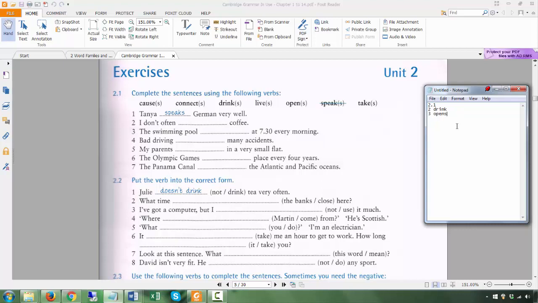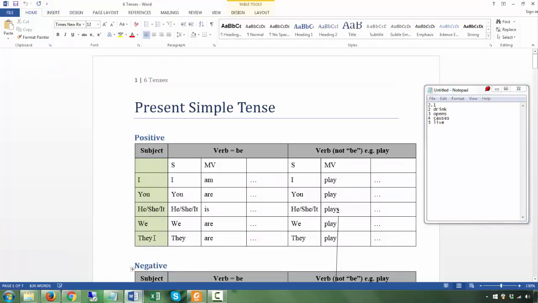The swimming pool opens. Okay, is a it, so it's with a S. Make sure you have your S. Bad driving causes. This is your S because the driving is a it with the S. My parents live. My parents are they. Remember, the S only comes when it's a it here. Okay, that's why you don't have an S for my parents, because my parents is like a they. So no S here. If you're not using the be verb, no S.